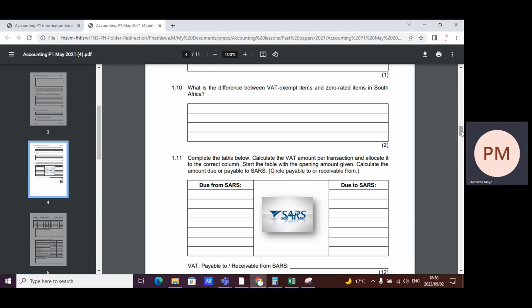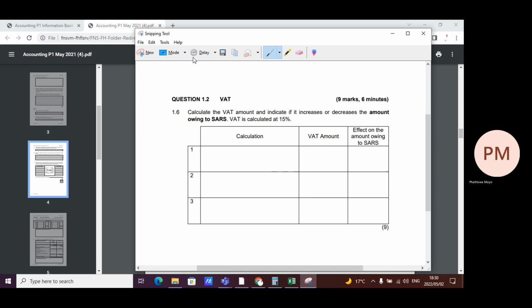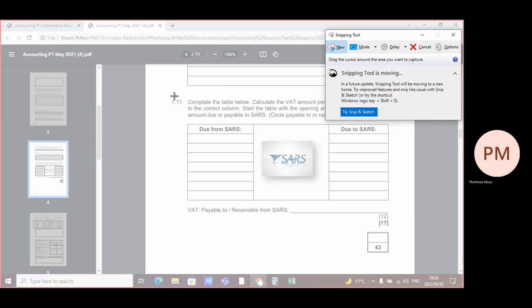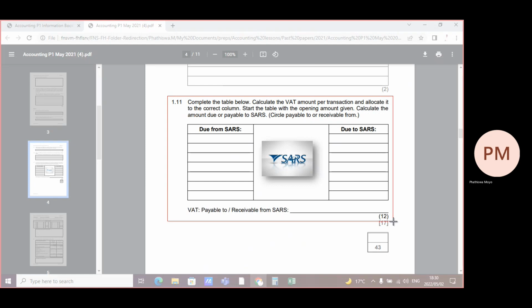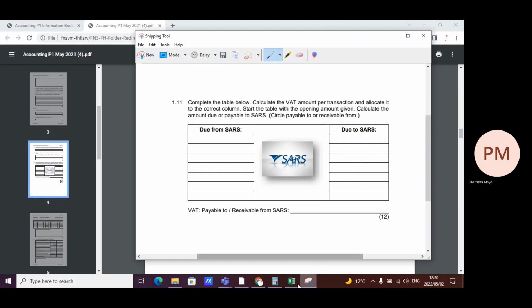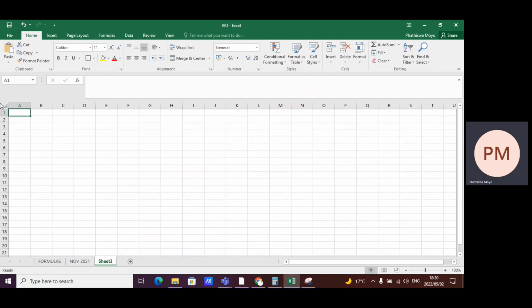Complete the table below to calculate the amount per transaction and allocate it to the correct column: due to SARS, due from SARS. Start the table with the opening amount given, calculate the amount due to SARS, and then the VAT payable to SARS. Guys, you should get 100% in this question. Now let's do this.